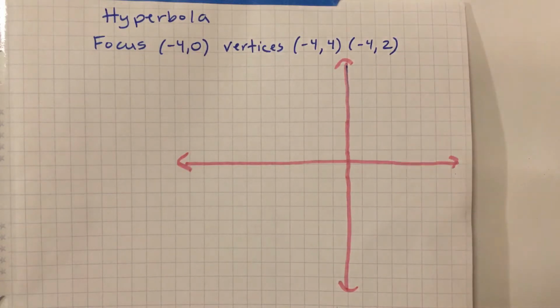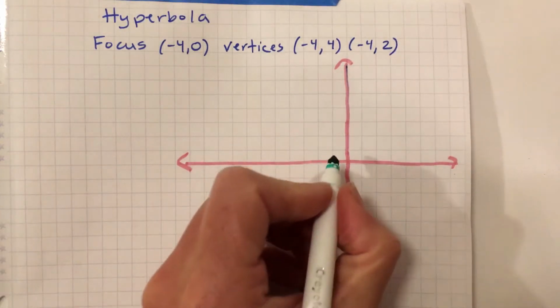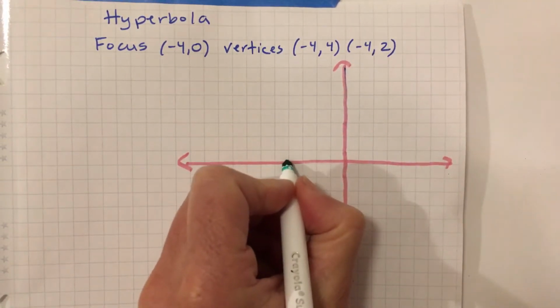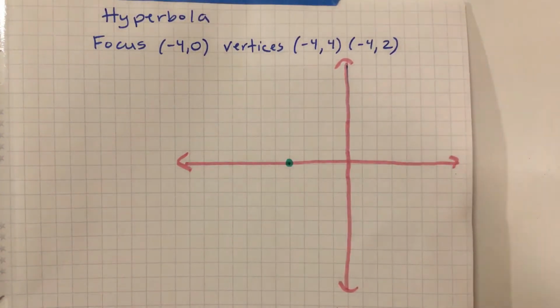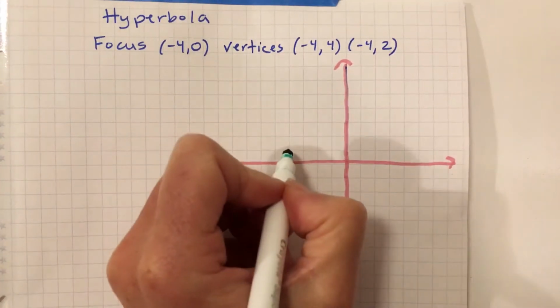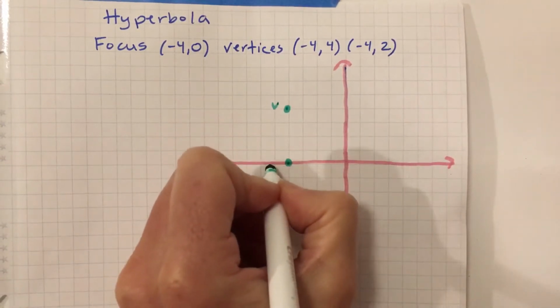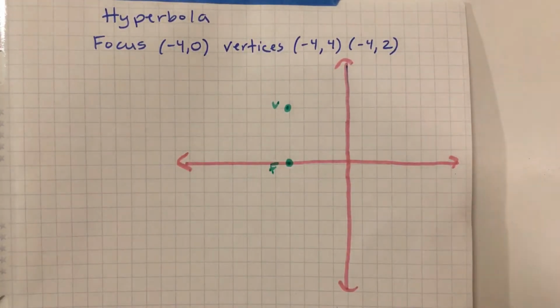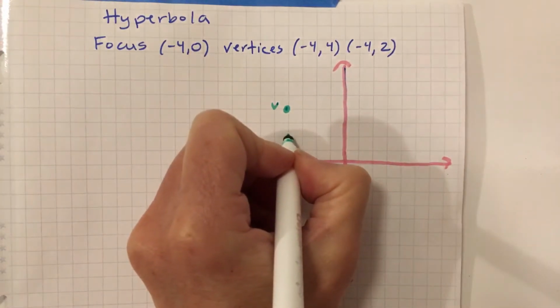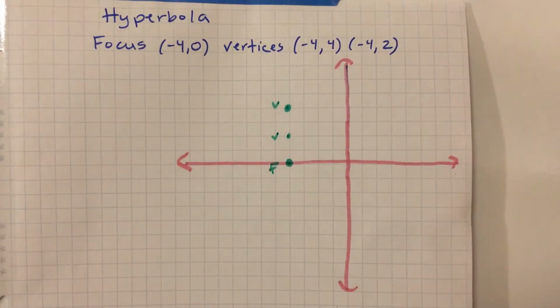Okay, so I'm going to plot everything in green that I was given. So -4, 0. 1, 2, 3, 4. Okay, and then there's a vertex at -4, 4. 1, 2, 3, 4. I'm going to mark that. And there is a vertex at -4, 2. Okay, so that's all the stuff that was given.